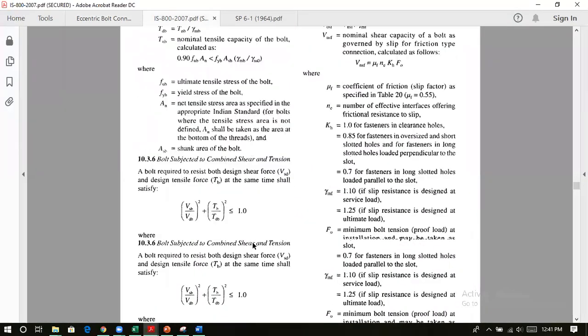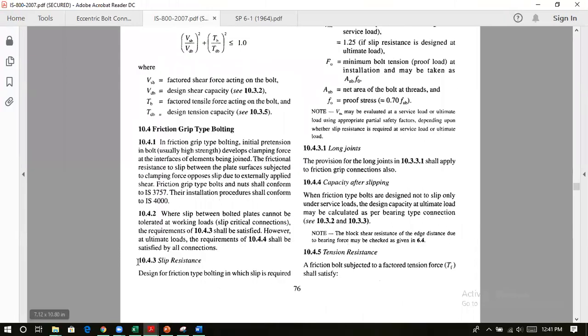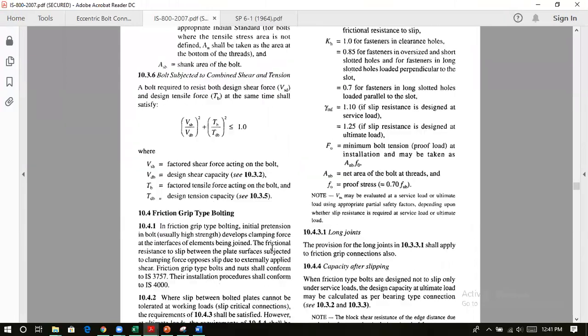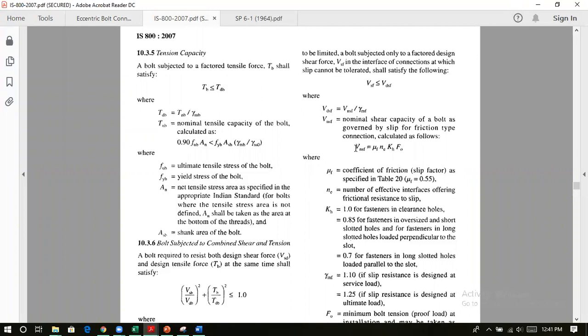See clause number 10.4.3 where you can see the formula for shear strength of HSFG bolt is given as mu f into Ne into Kh into F0. F0 is the proof load, Kh is a constant that depends on clearance hole, Ne is the number of slip planes, and mu f is the coefficient of friction that is given as 0.5 for this problem.